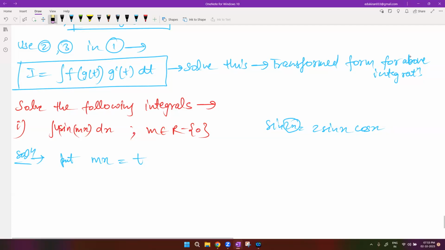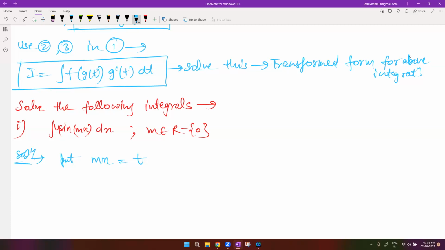That is why the problem is m. Because of this m, we are not able to use our direct formula. So what we are doing is substituting this mx with a variable t. Because if this becomes sine t and we have dt, then we do know the formula. Sine t dt can be integrated.